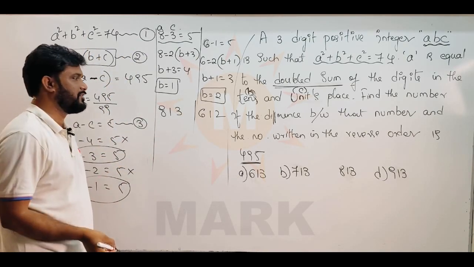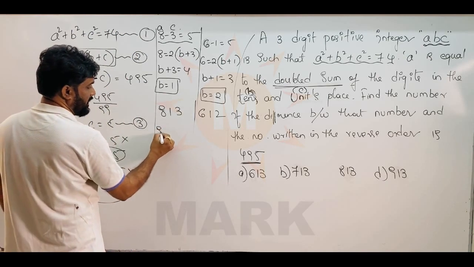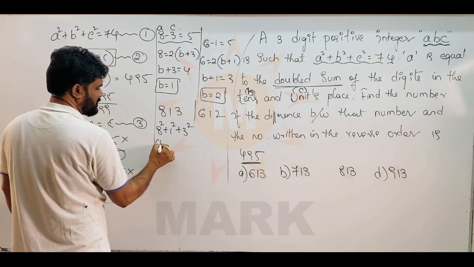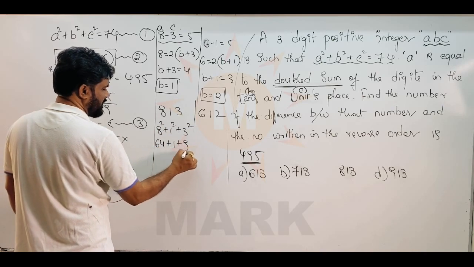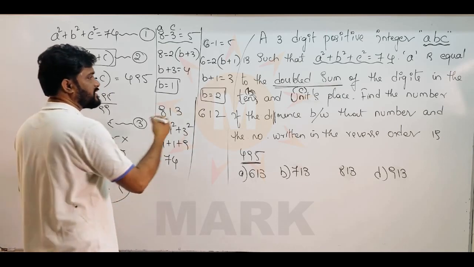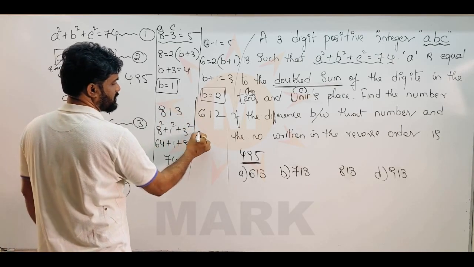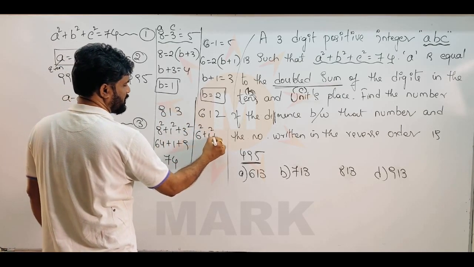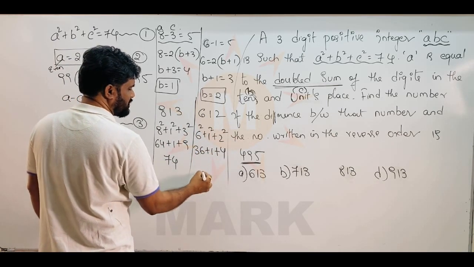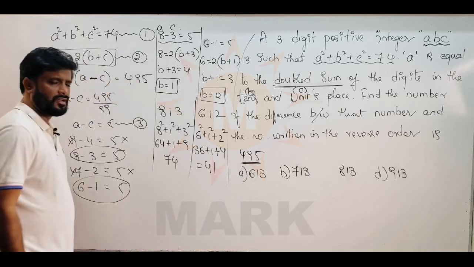Now let us go for the first equation, that is A square plus B square plus C square is equal to 74. I am taking that equation. If I take 8 square plus 1 square plus 3 square, that is equal to 64 plus 1 plus 9, that gives 74. If I take the second number, 612, 6 square plus 1 square plus 2 square, that is 36 plus 1 plus 4, that is equal to how much? 41.